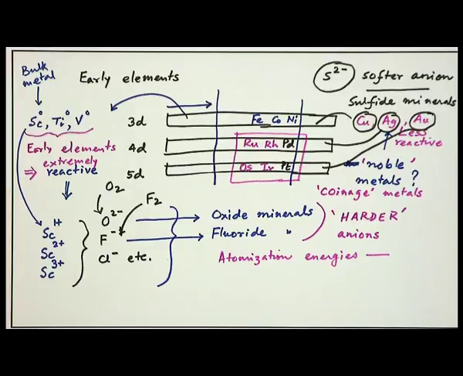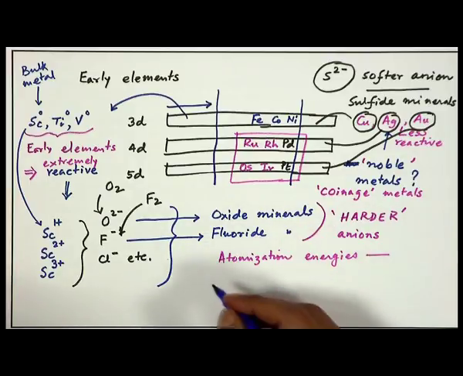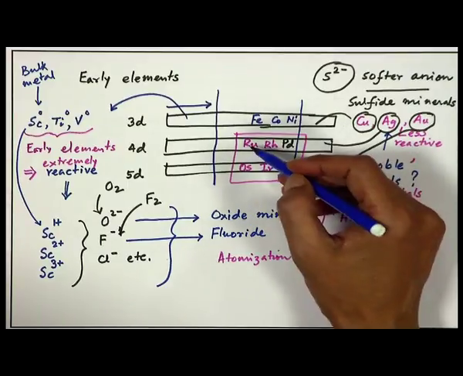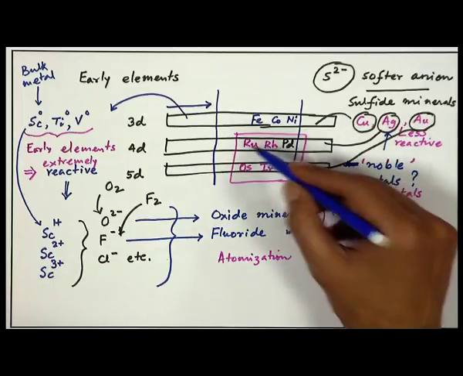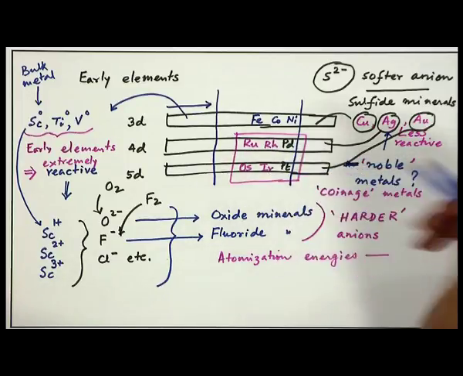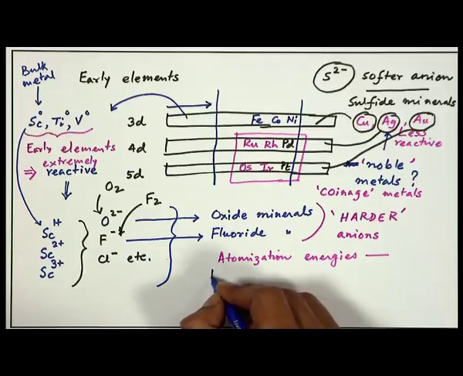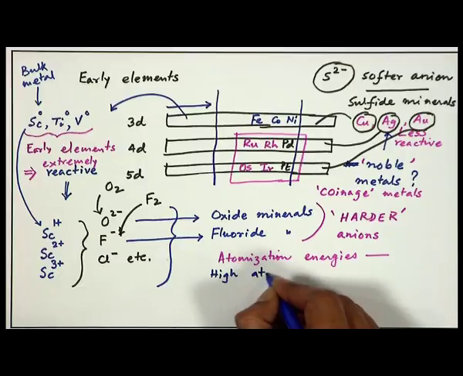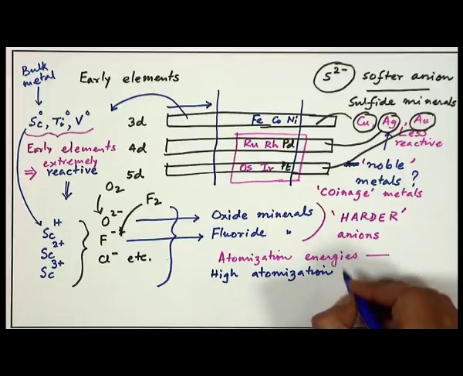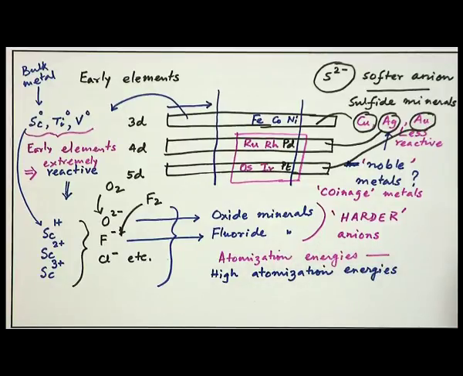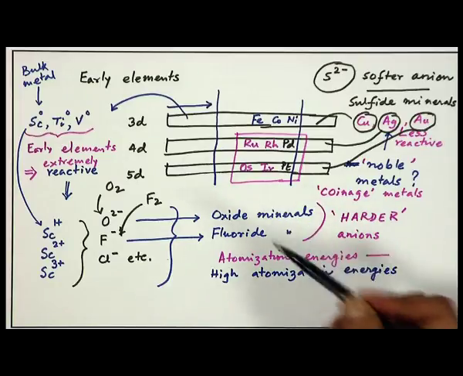So, experimentally determined quantity what we can get, they can have which are 4D and 5D elements. So, these 4D and 5D elements, ruthenium, osmium, rhodium, iridium, palladium, platinum, they also have high atomization energies. This can therefore dictate the property of these elements.